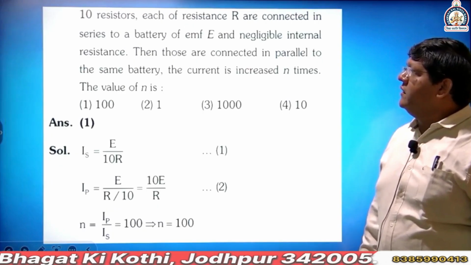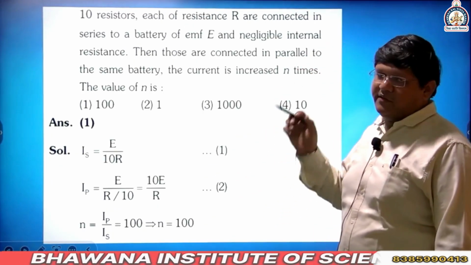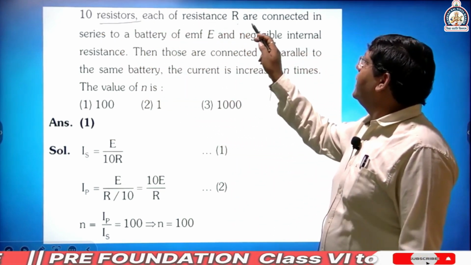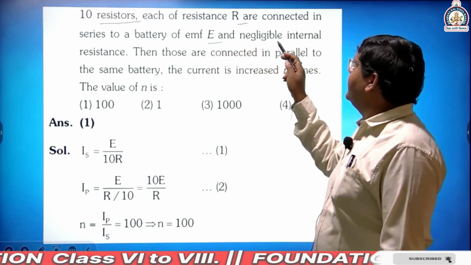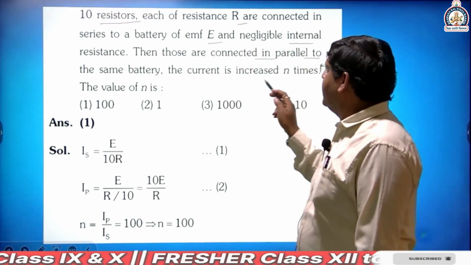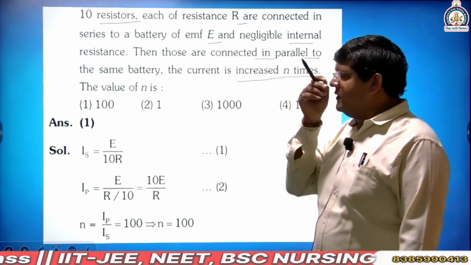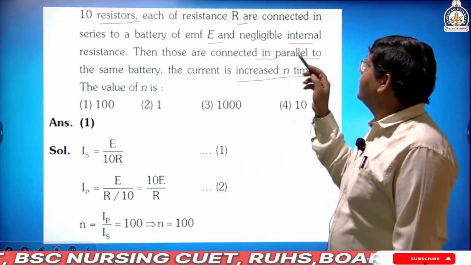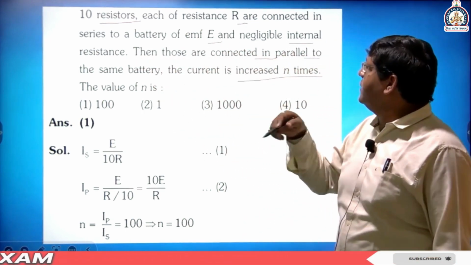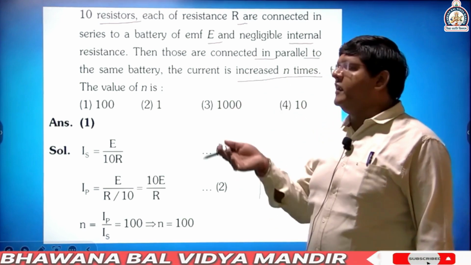Okay. Now moving to the next part, the next question is also related to the concept of resistors. We are provided with 10 resistors, each of value R, connected in series to a battery of EMF E and negligible internal resistance. Then they are connected in parallel to the same battery. First they are connected in series, then they are connected in parallel.